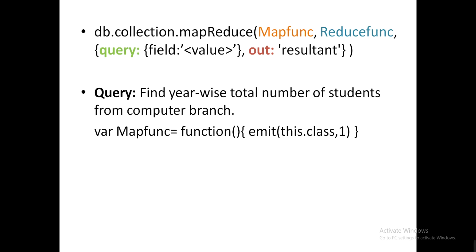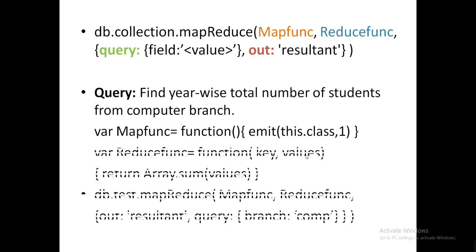So here we are saying that for the second year, we are passing an array of ones. Whenever the class will be second year, it will send a 1. Similarly, whenever the class will be third year, it will send a 1. Similarly, when the class will be final year or BE, it will send a 1. So this is the mapping function. Going ahead, we have the reduce function.